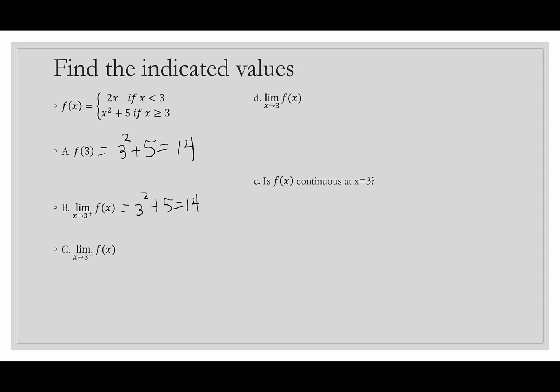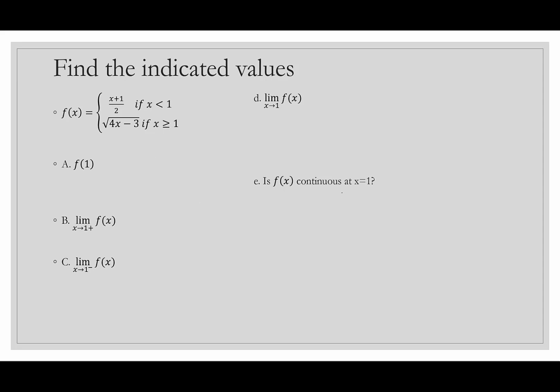3 from the negative side is going to use the first line where x is less than 3. That's numbers smaller than 3, so we call that the negative side. 2 times 3 is 6. I got 14 on the positive, I got 6 on the negative, which says the limit overall does not exist. Those numbers do not match. Because I don't have a limit, I cannot have continuity. So is f of x continuous at x equals 3? No.